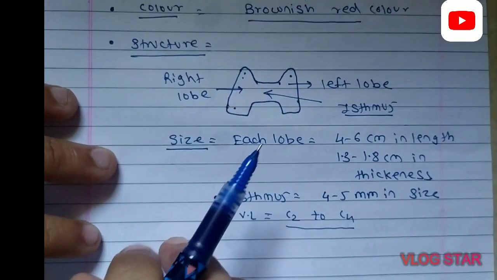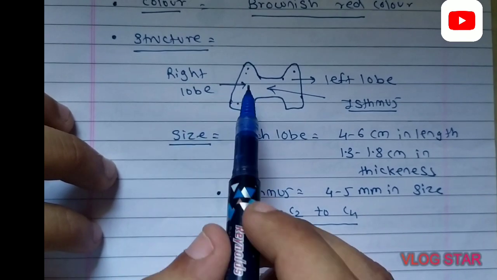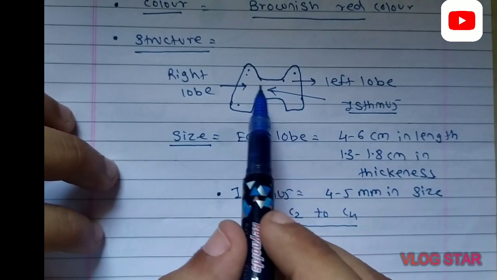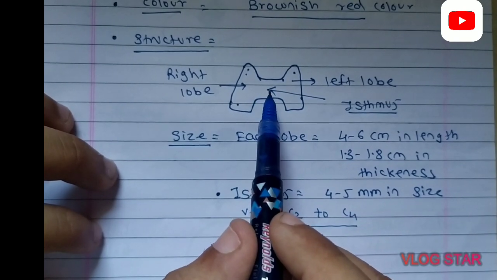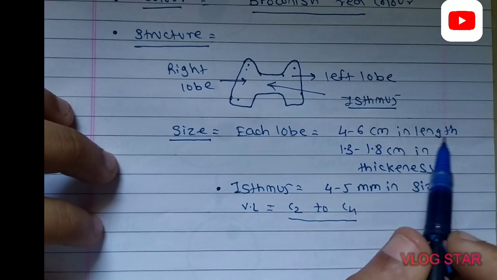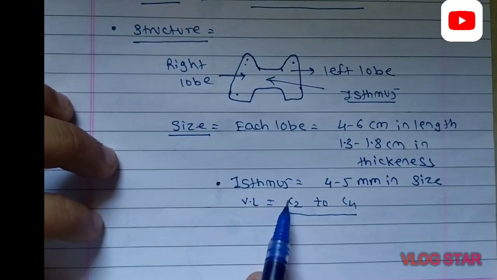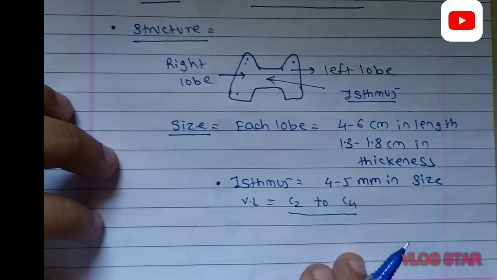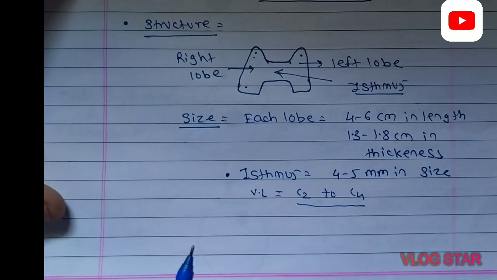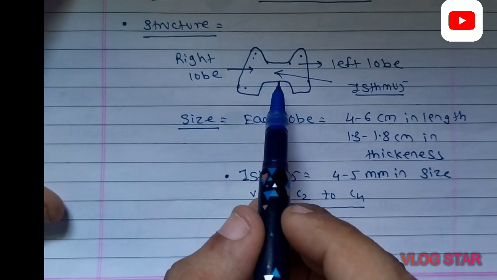Now let us review the anatomy of the thyroid gland. The thyroid gland consists of two lobes, the right lobe and the left lobe, connected with each other with the help of the middle isthmus. Each lobe is about 4 to 6 centimeter in length and 1.3 to 1.8 centimeter in thickness. The middle isthmus is about 4 to 5 mm in size, and it is present at vertebral level C2 to C4. Let's go into more detail and take a transverse section of this thyroid gland.